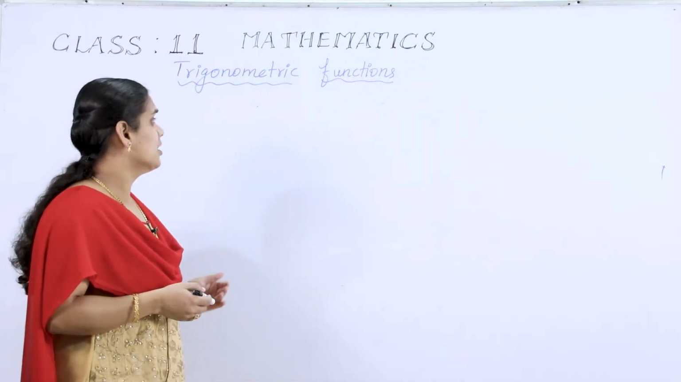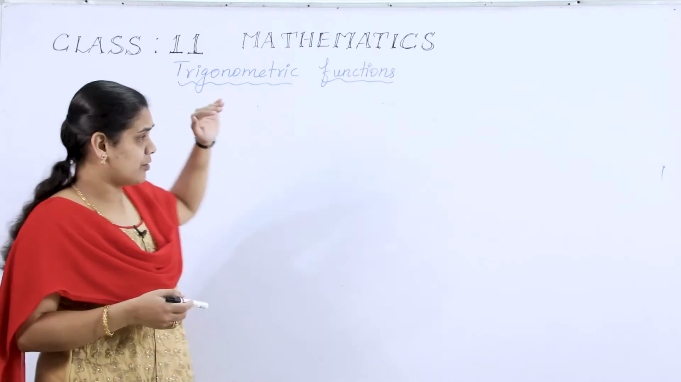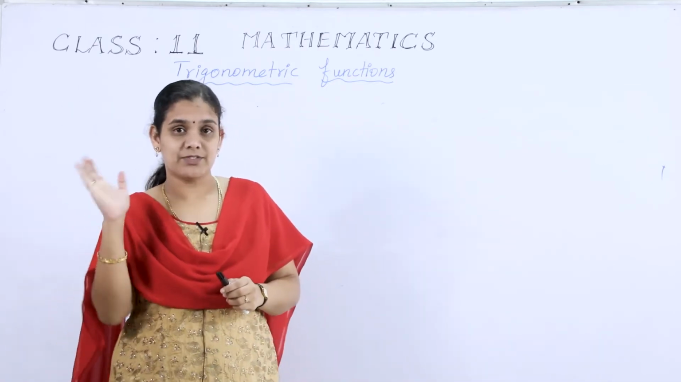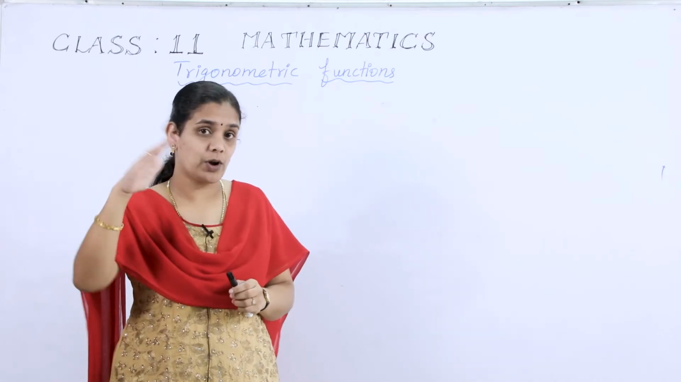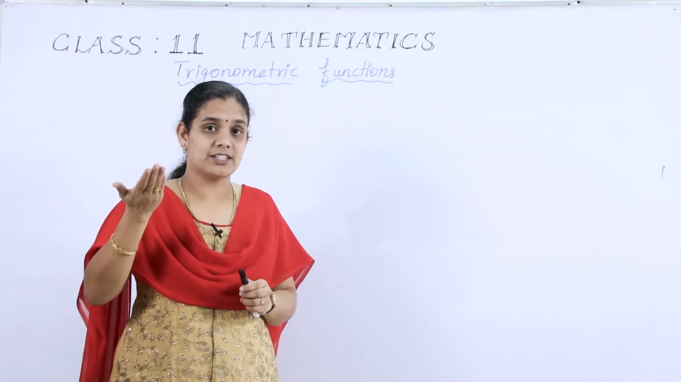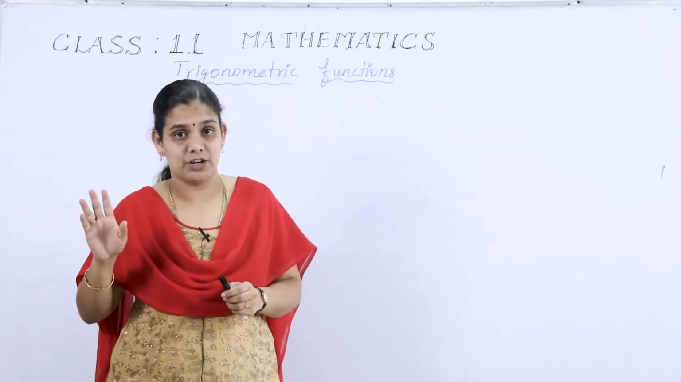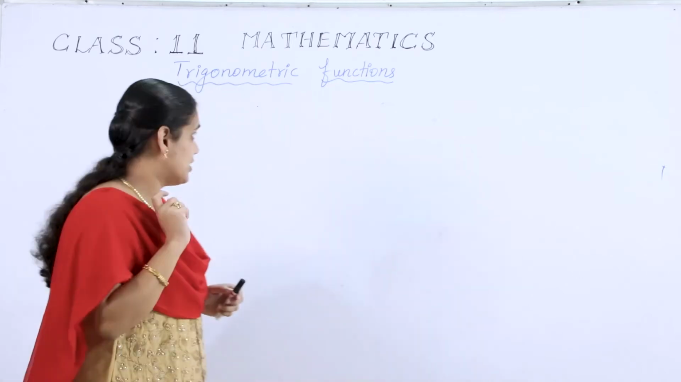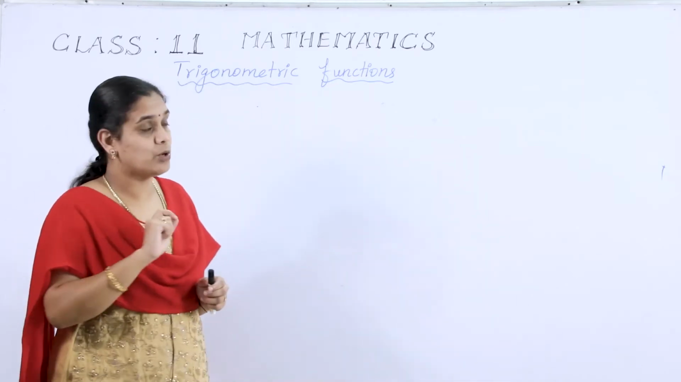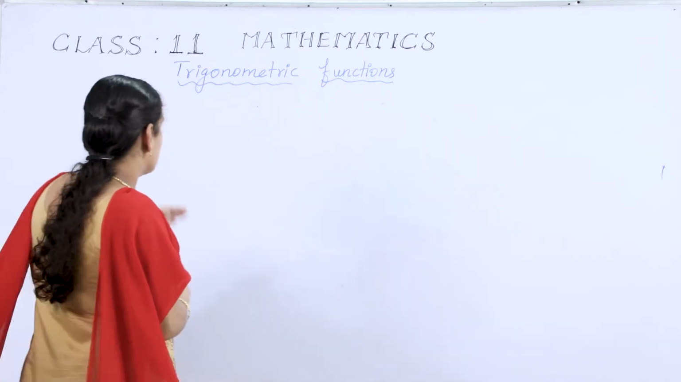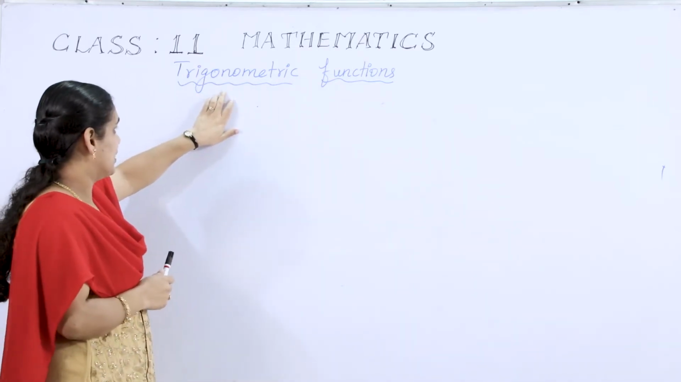In class 10, you have studied only for the acute angles, that is between 0 and 90 degree. But we are going to extend that angle. We can study the trigonometric functions for any angle, using one measure that is called radian measure. So we are going to learn what is radian measure first, then we will learn about trigonometric functions for any angle. Alright. Let us begin with the basics.